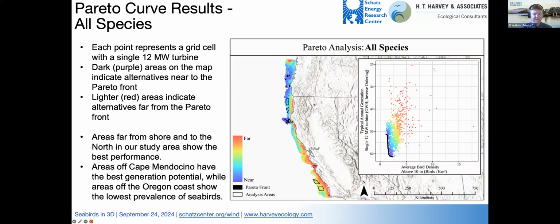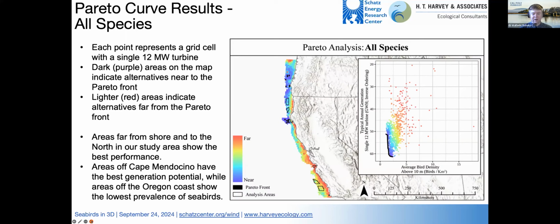The map graphic serves to show how this Pareto analysis plays out spatially in the study area. This Pareto analysis shows that the north of the study area is most attractive. Much of the full range of generation potential is available at near minimal bird densities, indicating that these two objectives are not primarily in conflict, particularly in the north. We can see that areas off of Cape Mendocino fall on the Pareto front.